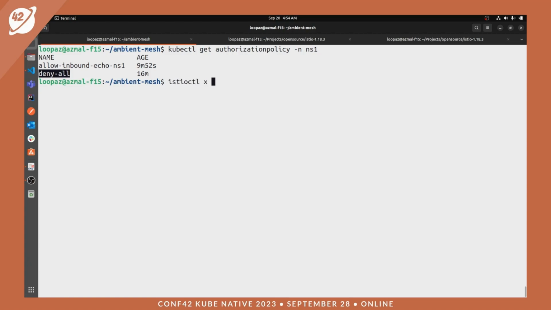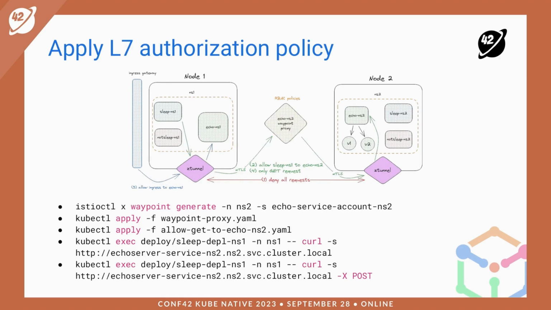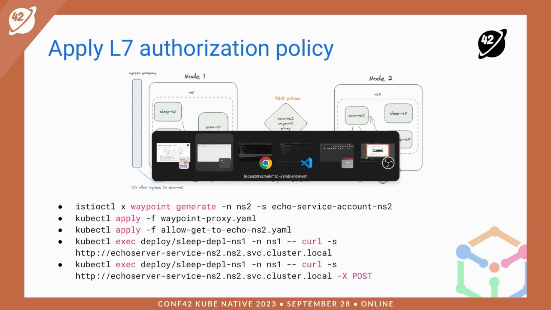You can use the istioctl command. X stands for experimental, waypoint generate, -n ns2 and -s, which is not the service but the service account, which in this case was echo server service account ns2. Let me quickly verify if that's the case. Yeah, echo service account. Okay, not the server.